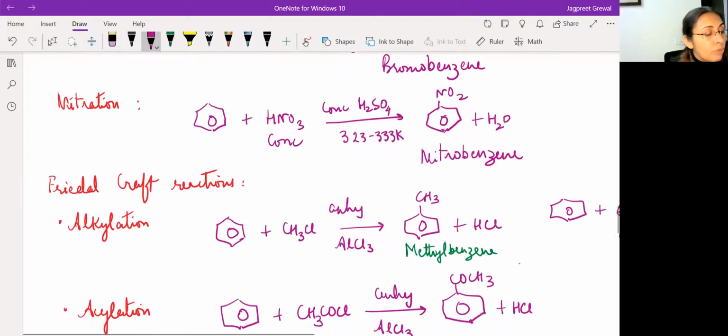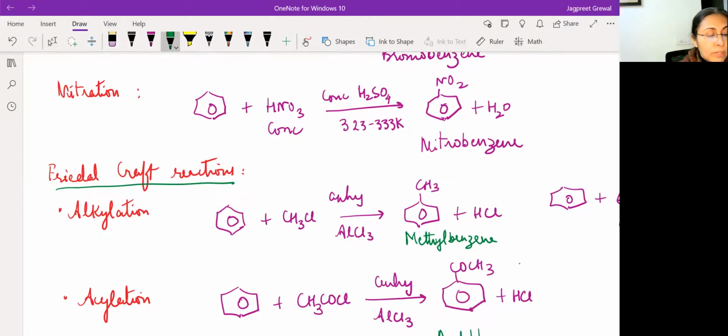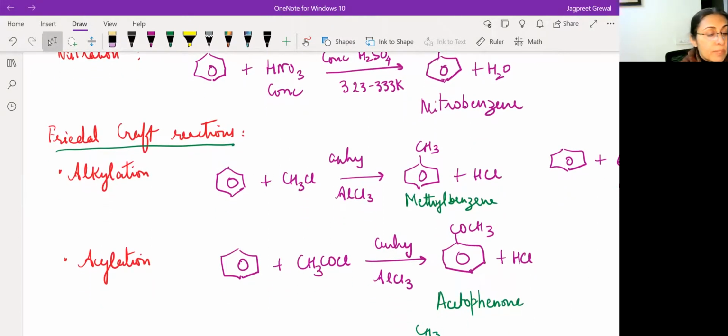Next is that there are two Friedel-Crafts reactions. One is alkylation, the other one is known as acylation. So alkylation means substitution of the alkyl group. Acylation is substitution of the acyl group on the ring by the same process.